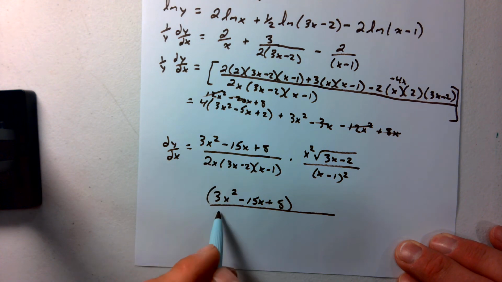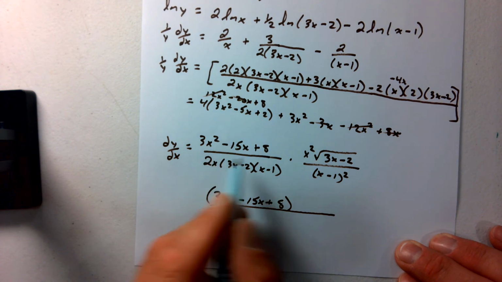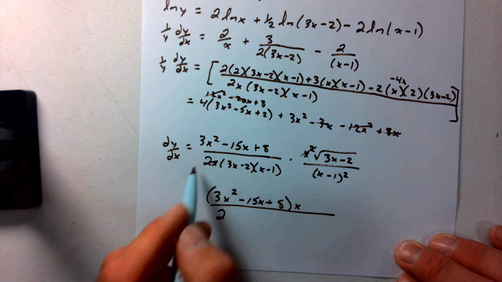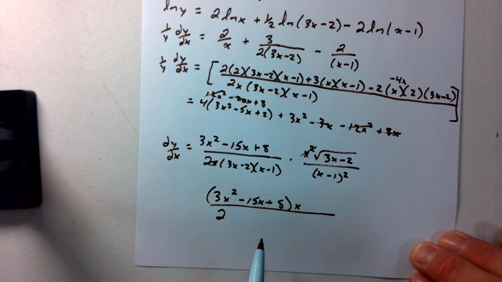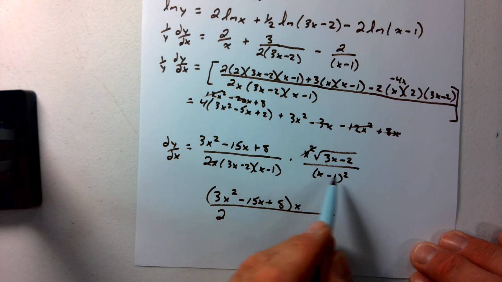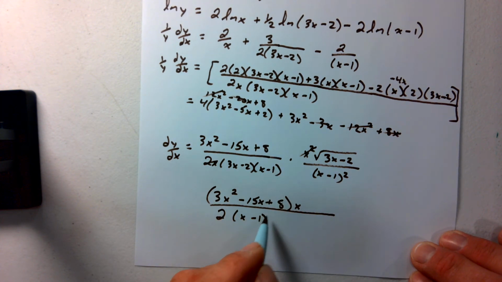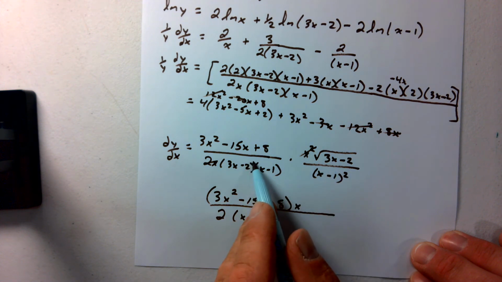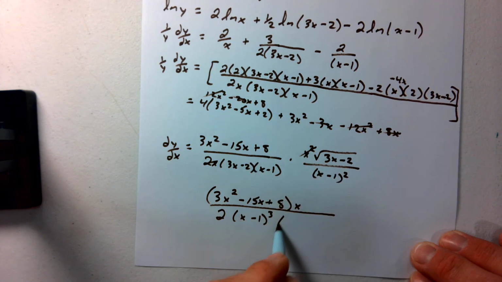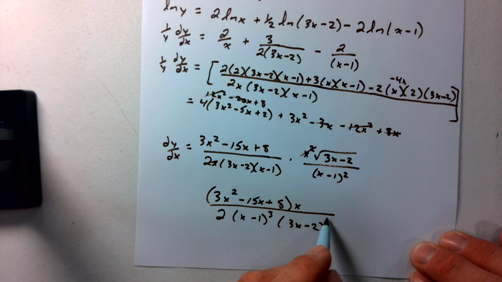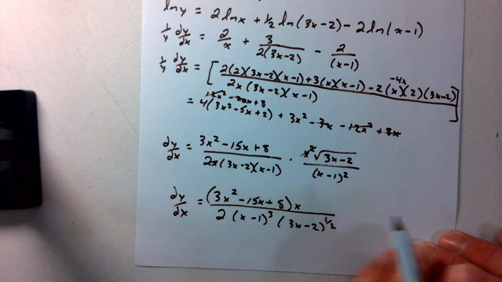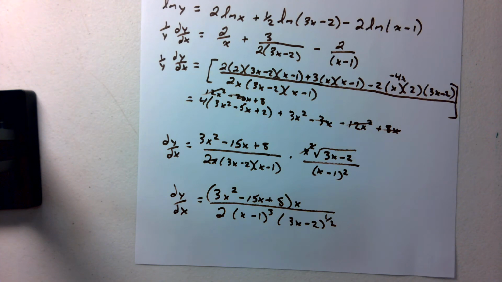So we have our 2, that's going to stay here. Our x and our x squared, we're going to have an x on the top. Those are going to cancel. An x is going to cancel out. We have an x minus 1 to the third on the bottom. And we have 3x minus 2, a full one on the bottom and a half on the top. So we're going to be left with a 3x minus 2 to the 1/2 on the bottom. And that's going to be our nice dy dx. Isn't that fun?